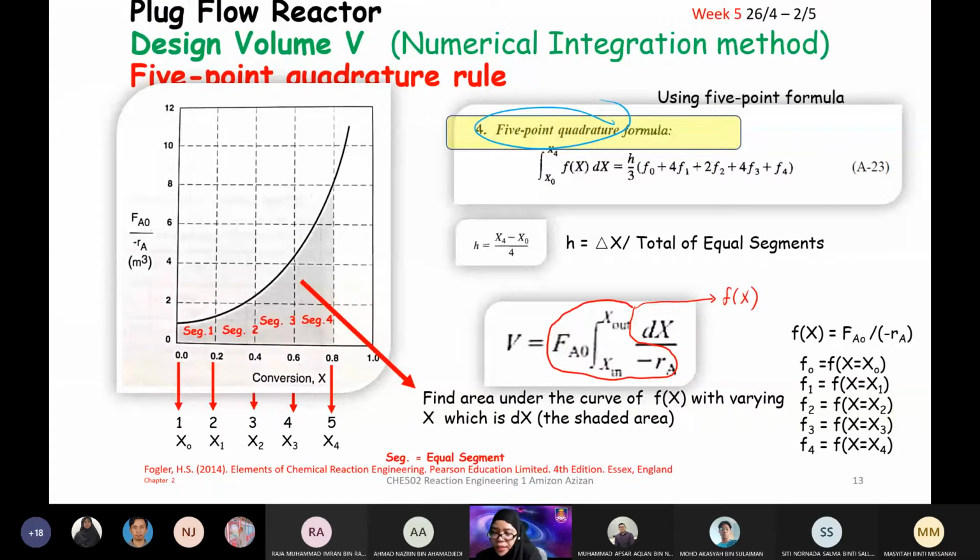So the 5 point, the same thing. Since the 5 point, we have x1, 2, 3, 4, 5. Then the integer is actually an even. So we are going to follow the sequence of 4, 2, 4, 2, 4, 2. Since we have initial, we have final. Since it's 5, we need 3 points. So 4, 2, 4.